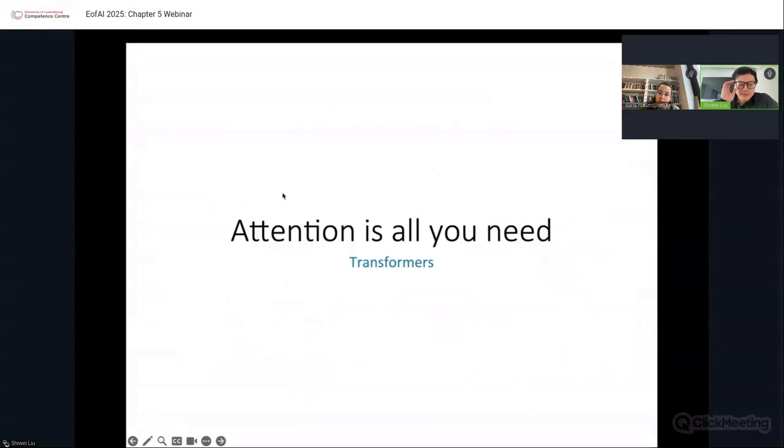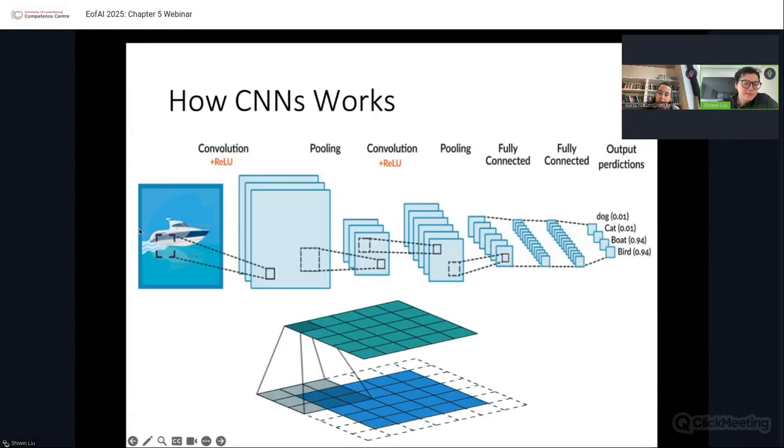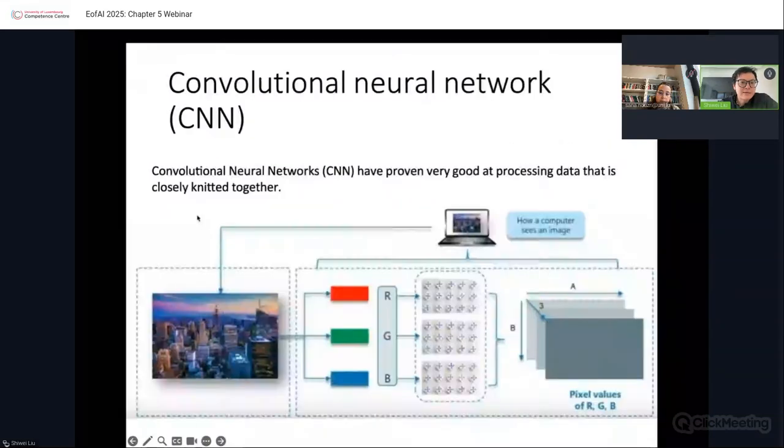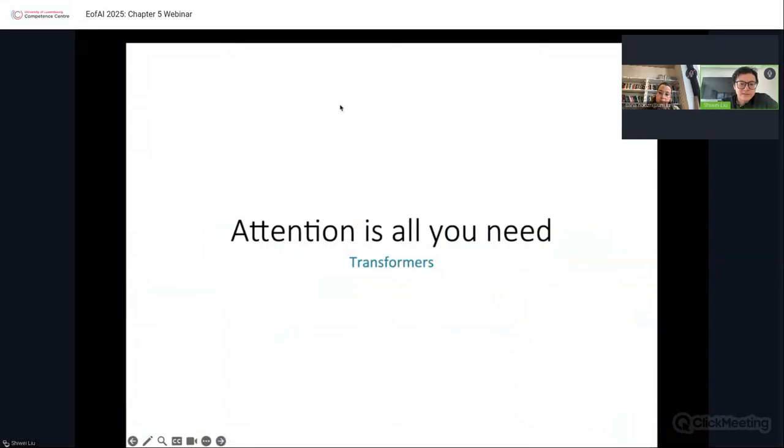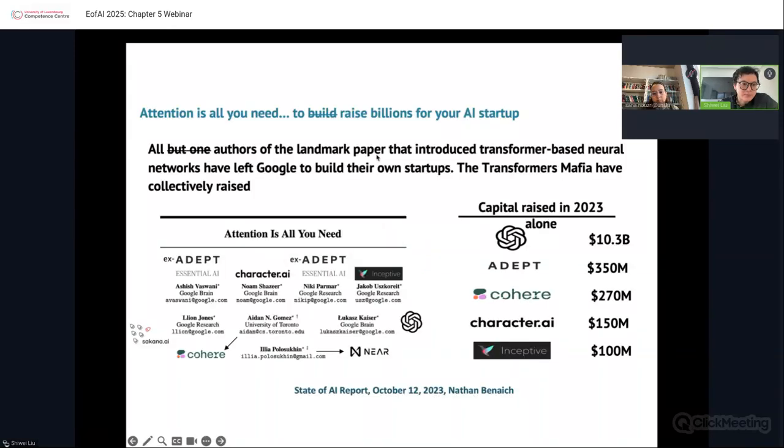Before 2017, for image data, we used convolutional neural networks. For time series data, we used recurrent neural networks. However, everything changed after 2017 because of one paper, called "Attention is All You Need." This paper introduced the transformer architecture, which now dominates everything in deep neural networks.